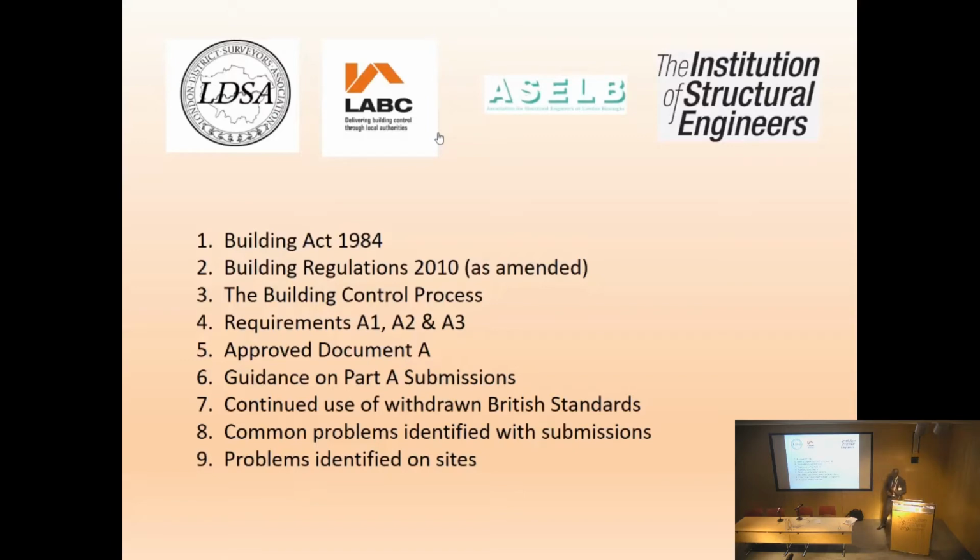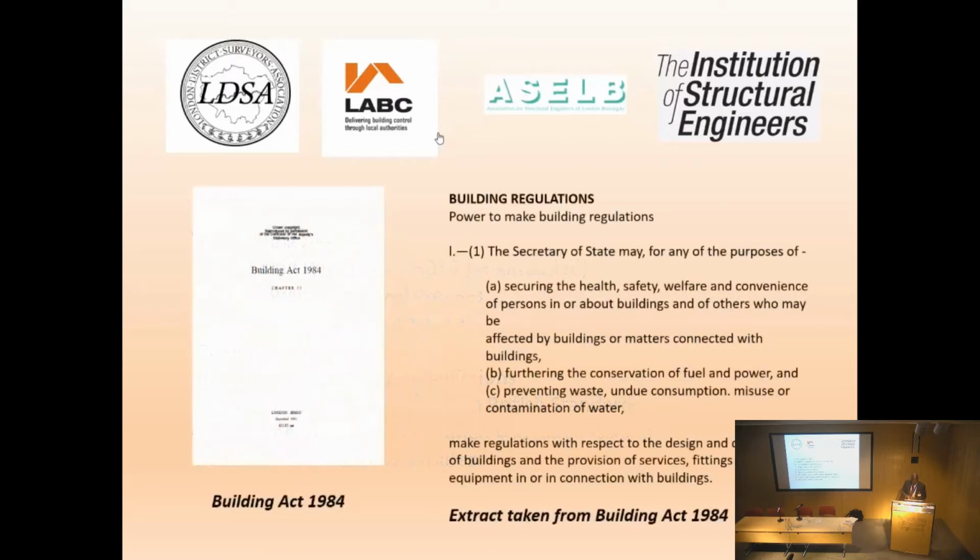I'll then move into talking a bit about the building control process. Apologies if some of you already know this information about the building control process, but I'll still just briefly take you through that. Peter will then be going on to requirements A1, A2 and A3, speaking about approved document A, giving us some guidance on Part A submissions, discussing the continued use of withdrawn British standards, identifying some common problems with submissions to building control, which will be quite an interesting one to hear about. And then we'll finish off with some problems that we've noted on site.